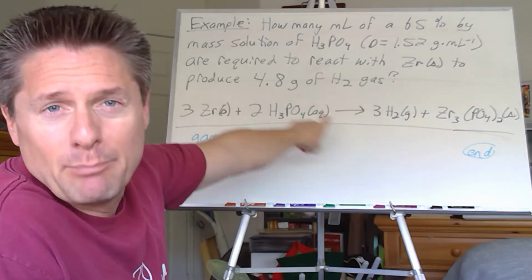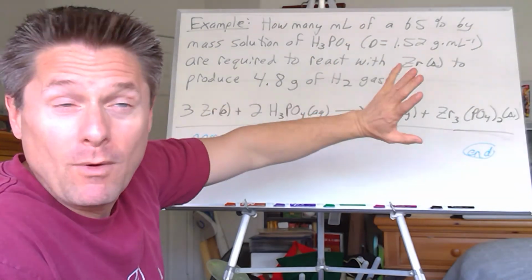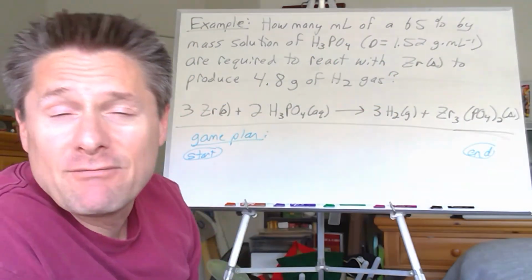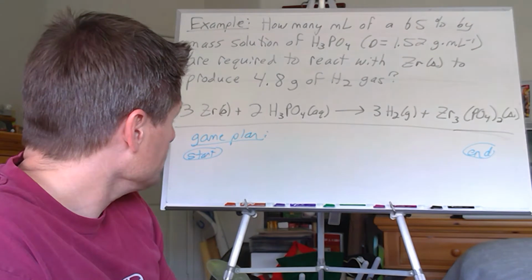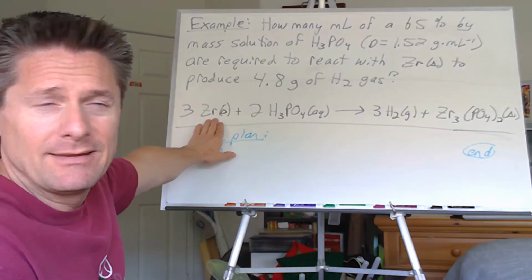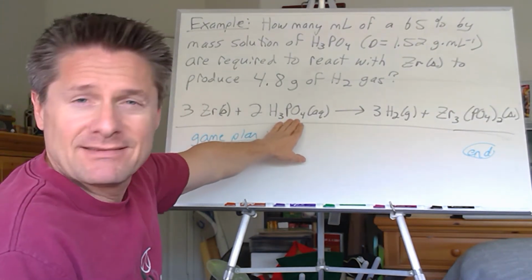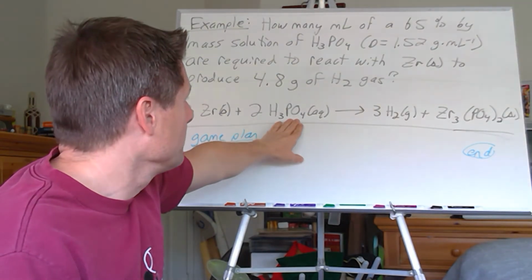Here we go. I'm going to go through this big gobbledygook of mess and try to figure out what I'm solving for. Now, I was nice and gave you a balanced chemical equation. We've got some zirconium solid. Popping that into some phosphoric acid, it looks like.